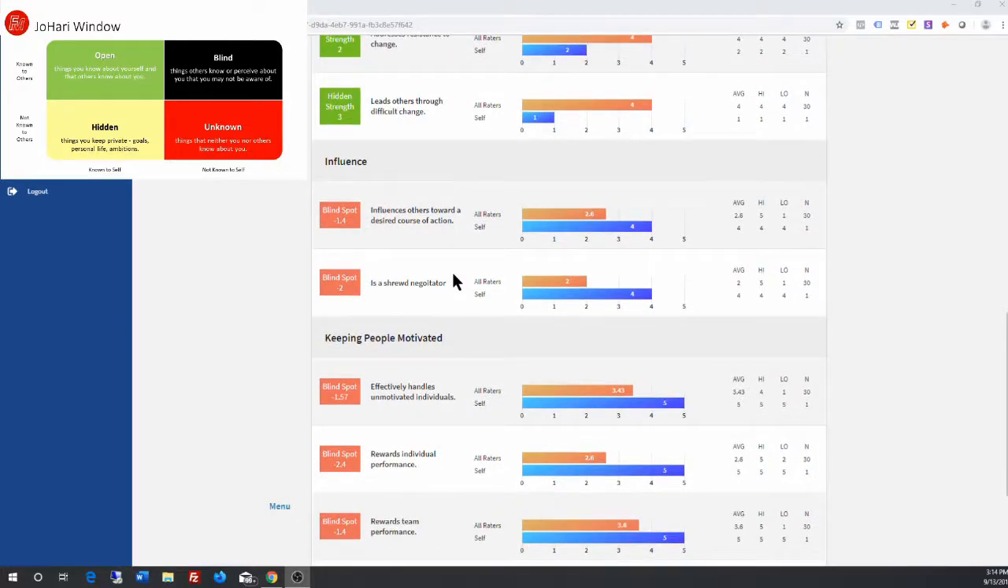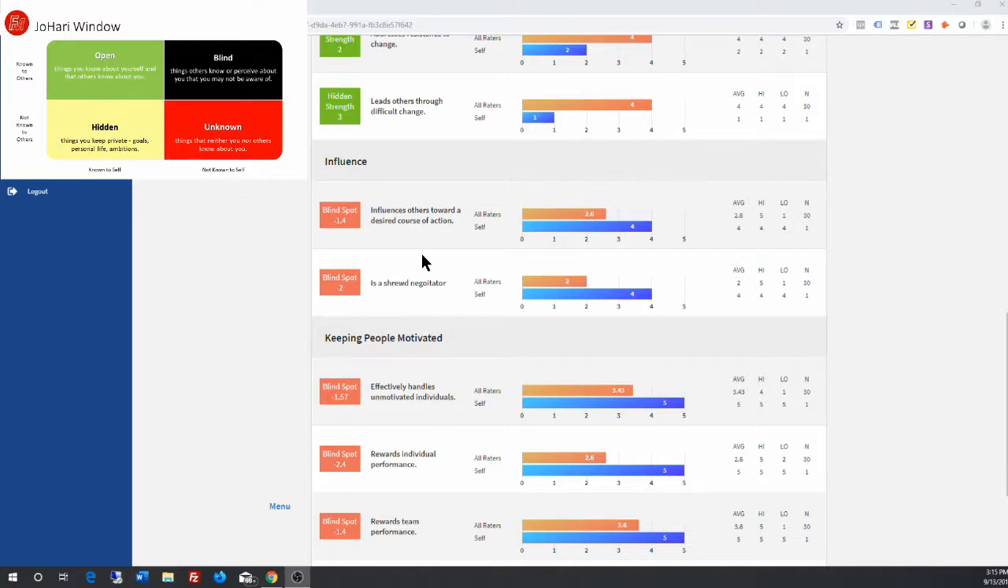Conversely, we have the blind spots. The self score is going to be higher than all other scores. In this case, we have 2 points higher. It's 2 points higher here. It's 1.4 points higher here. And you can see the differences reflected over here. And these are negative, meaning that the self-score, the individual perceives themselves more effective than everybody else does.